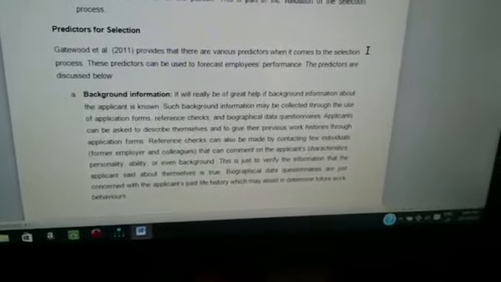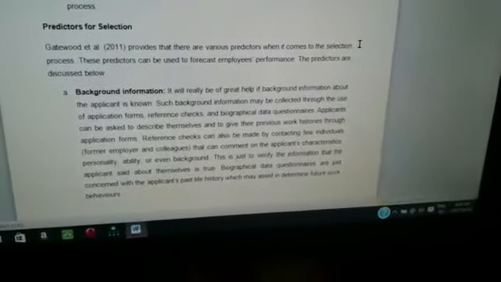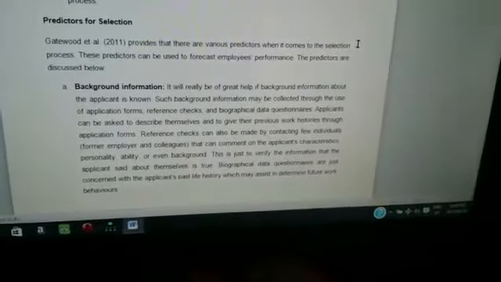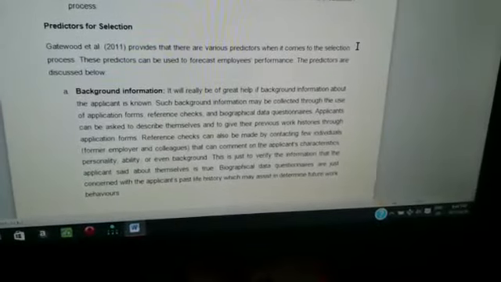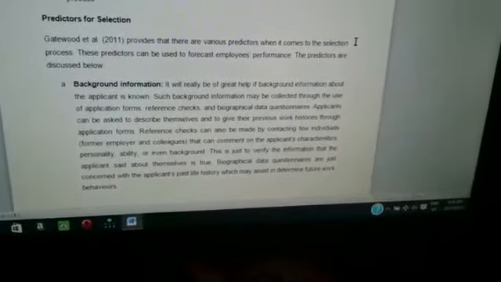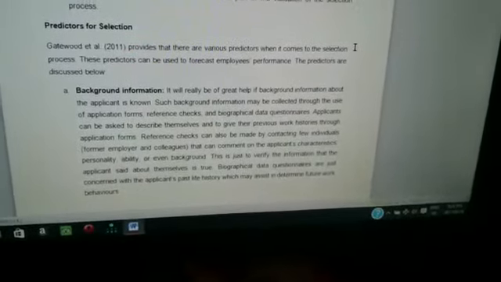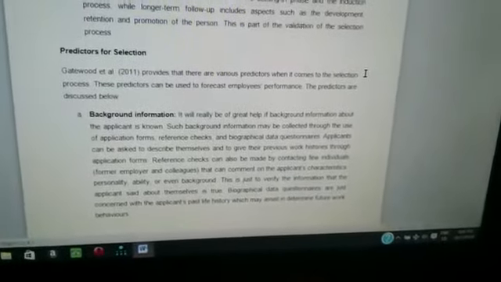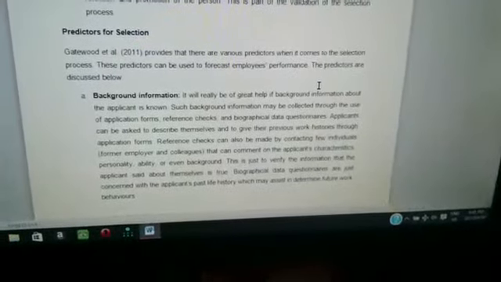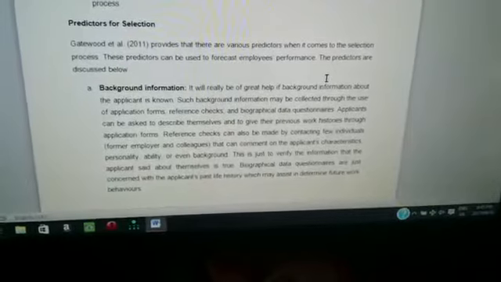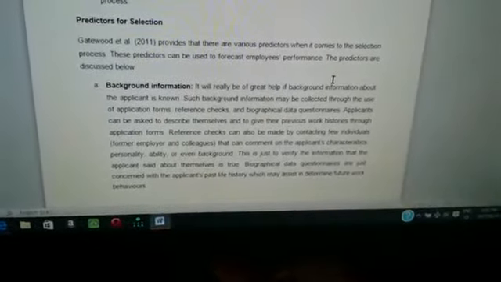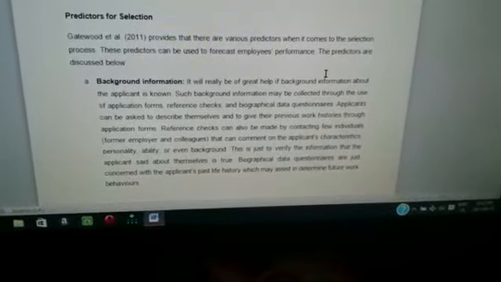Background information. It will really be a great help if the background information about the applicant is known. Such information may be collected through the use of application forms, reference checks, and biographical data questionnaires. Applicants can be asked to describe and give their previous work histories through application forms. Reference checks can also be made by contacting a few individuals that can comment on the applicant's characteristics, personality, ability, or even background. This is just to verify the information that the applicant gave about themselves.